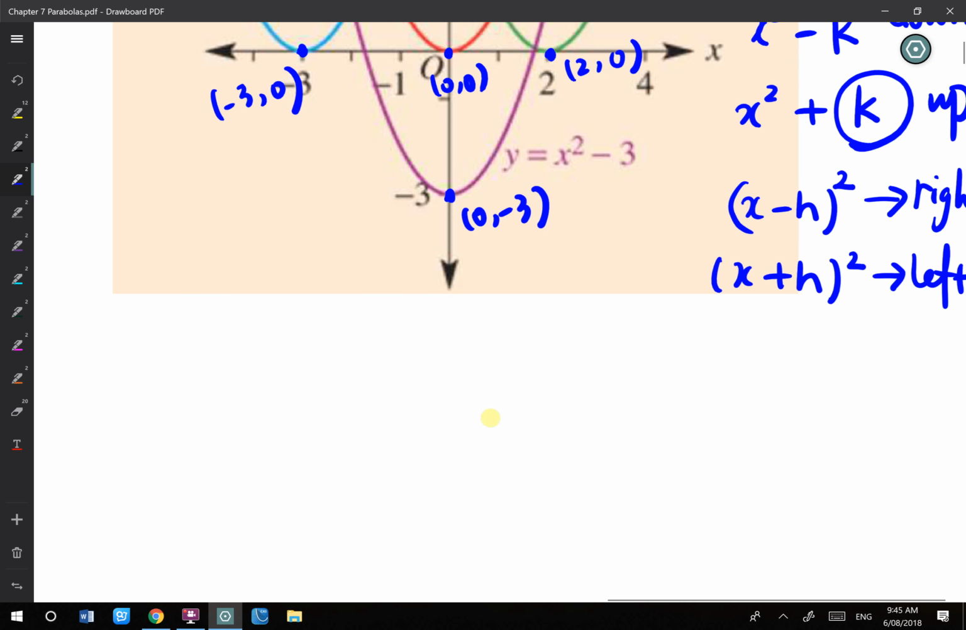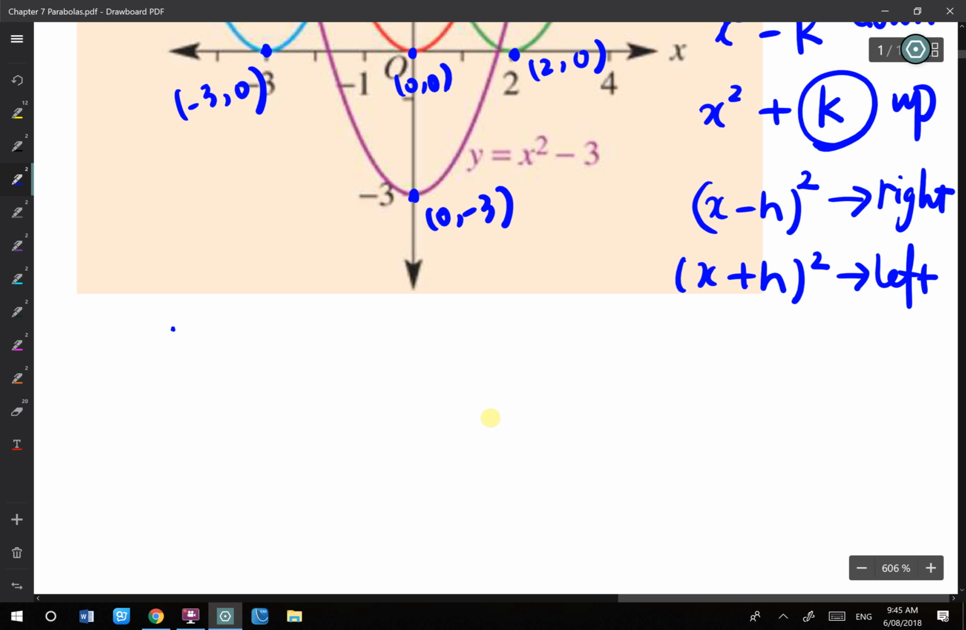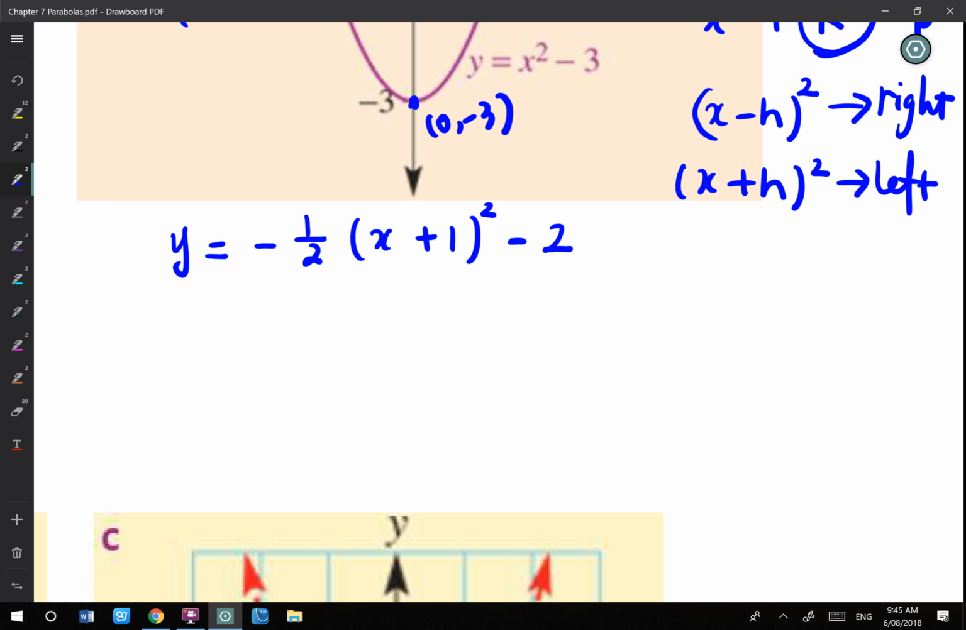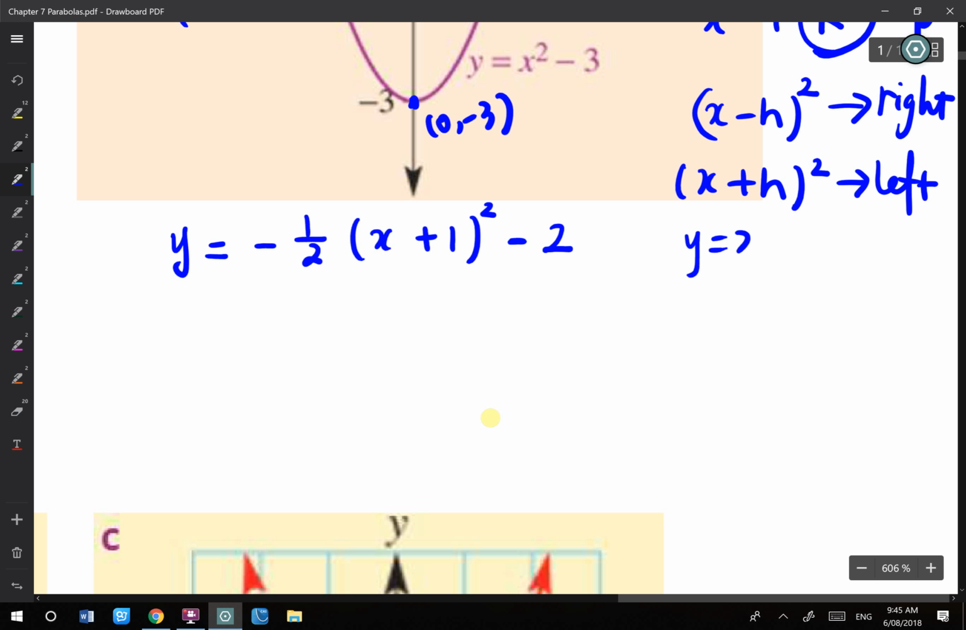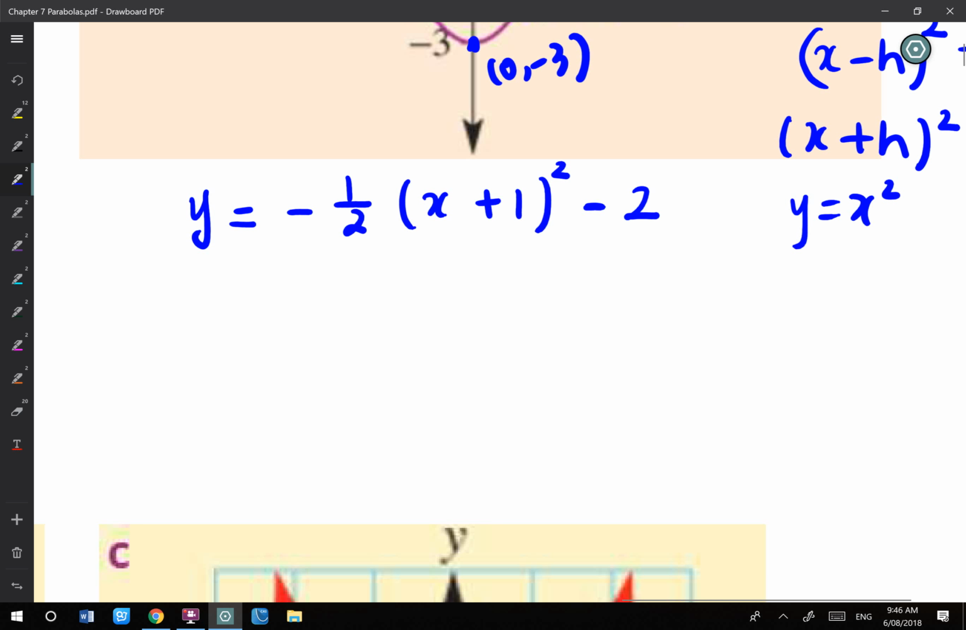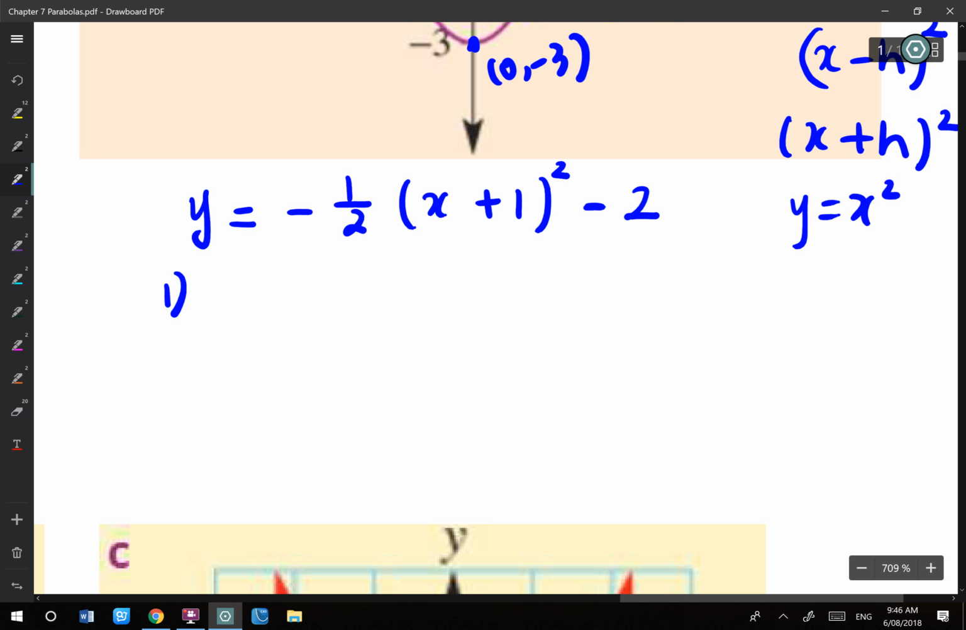Okay. Now let's have a look at one question. If I have y equals minus a half x plus 1 squared minus 2, can you tell me what has been done to this graph compared to y equals x squared, please? Is there any stretch, any reflection, any movement, horizontal, vertical? What will the turning point become? Can you tell me anything you know? Anything you can see?